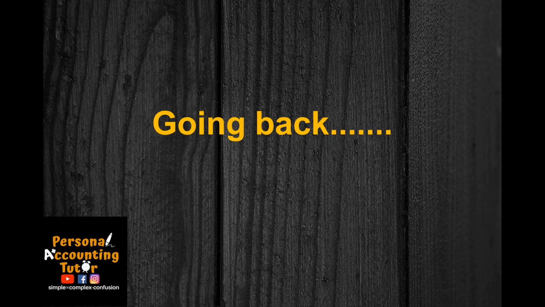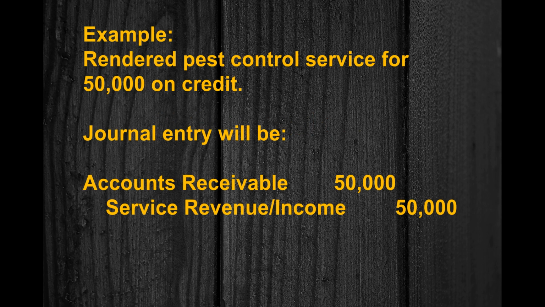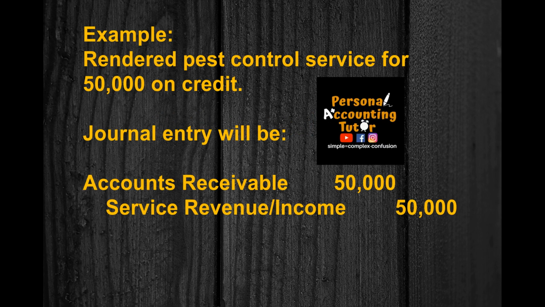Example, rendered pest control service for 50,000 on credit. The journal entry will be accounts receivable debit 50,000, credit service revenue or service income, they're just the same, 50,000.